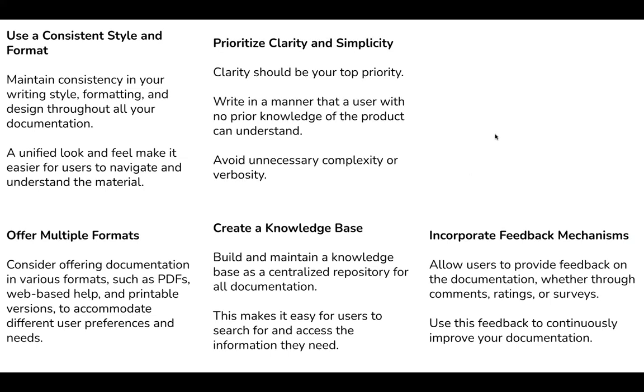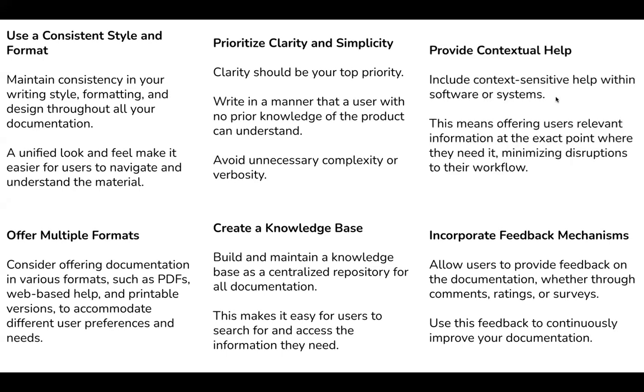Secondly, prioritize clarity and simplicity, as we talked about in the previous section. Clarity should be your top priority, right? You should write in a manner that a user with no prior knowledge of the product can understand. This applies to user manuals a lot. Sorry about that. So you should also avoid unnecessary complexity or verbosity. So that means just removing anything that is not necessary for the user to know, right?